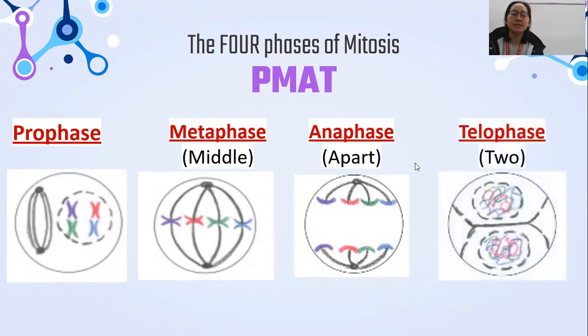The T in PMAT stands for telophase, or for 2 nuclei, because once the chromosomes are pulled to their opposite ends, they start to decondense. And instead of being in that chromosome shape, they're going to go back to their loose, woven spaghetti pile mess. And then the membrane of the nucleus is going to reform around them to then go ahead and protect them again. Again, the PMAT for mitosis stands for prophase, metaphase, anaphase, and telophase.